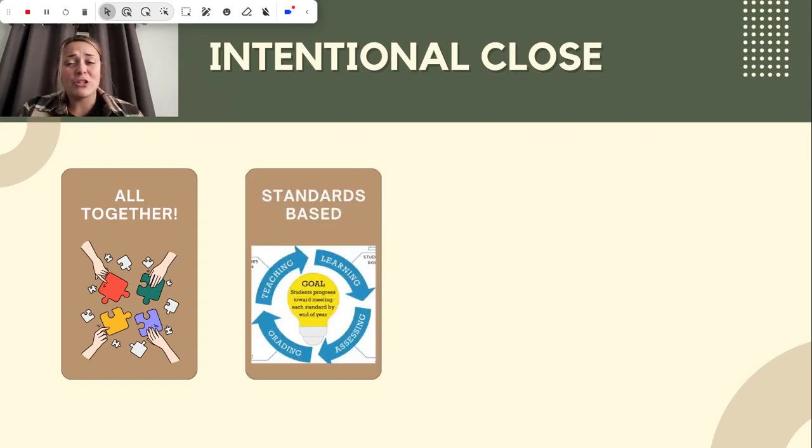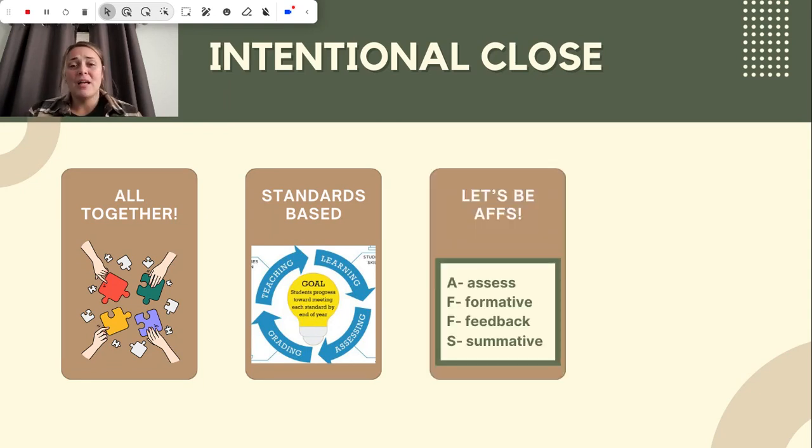Everything's standards-based. You're going to get sick of me saying it, but it's what makes sense. It's what we're committed to in this district, and it's what we need to do in order to set our students up for success. Instead of us being BFFs, let's be AFFs, because we're going to assess formatives, we're going to give feedback, and we're going to have summatives. So we're going to be AFFs.